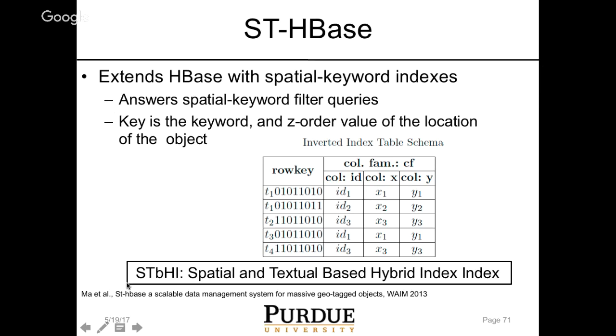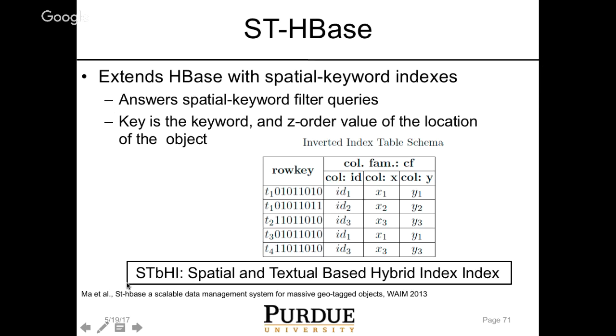Another system that uses a similar idea is called the spatiotextual HBase. This system extends the HBase general purpose storage with an inverted structure. This system introduced 2 indexes. One of them is called the spatial and textual based hybrid index. This index creates an inverted list over the data, and it has a key, and this key is the keyword from the object, or for every keyword there will be an entry.